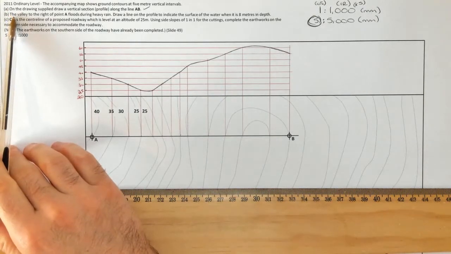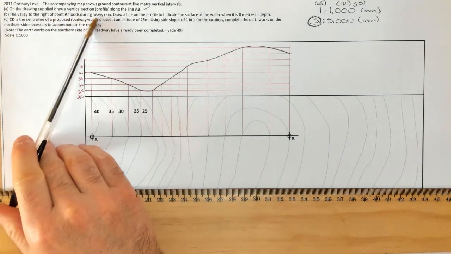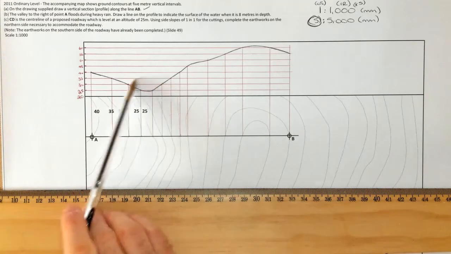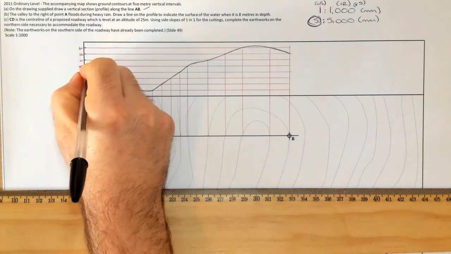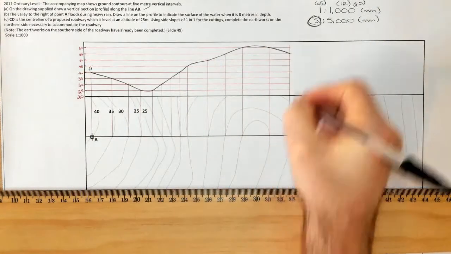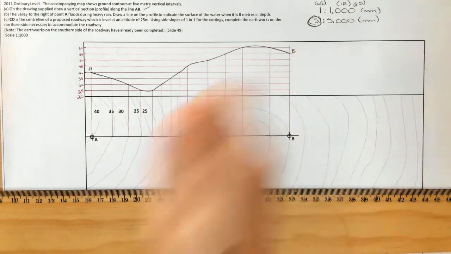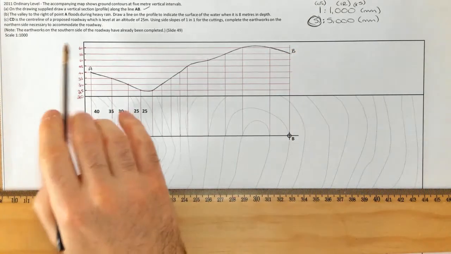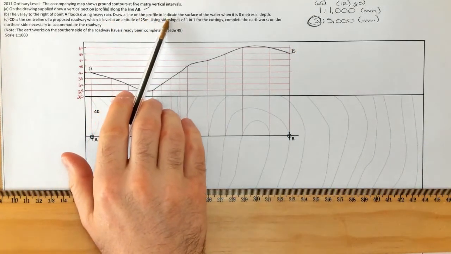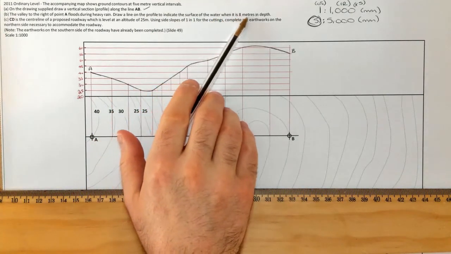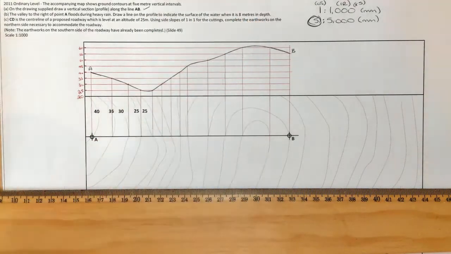Part B, the valley to the right of point A floods during heavy rain. Okay, so we can see a little valley in here, and we know that point A is right here. Point B was up here. Just put them in. And draw a line on the profile to indicate the surface of the water when it is 8 meters in depth. Okay, so that's quite easy to do.